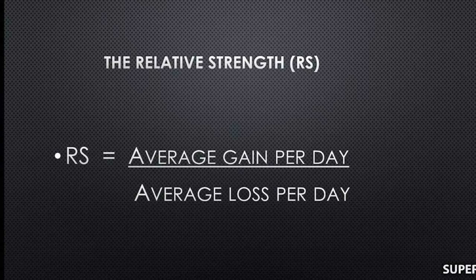The gains are added up and divided by 14 to get the average gain per day. Similarly, the losses are added up and divided by 14 to get the average loss per day. The average gain per day and the average loss per day are used in this formula for calculating the RSI for a day. In this way, RSI values can be calculated for a number of days.